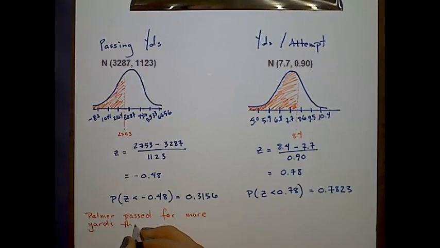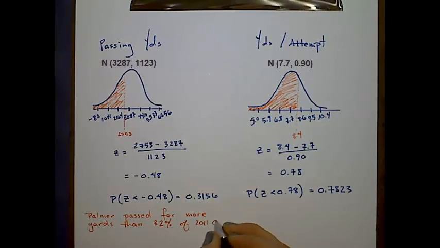So, what do these values mean? Well, the first one means that Palmer passed for more yards than 32% of his peers. Just 32%. So he wasn't quite at the average. He was below the average, but he wasn't terrible. He wasn't the lowest quarterback. But here he's being compared to other quarterbacks who played every single game in the season. And as we know, Palmer came in late this season and only played 10 out of the 16 games. So this may not be a fair comparison.